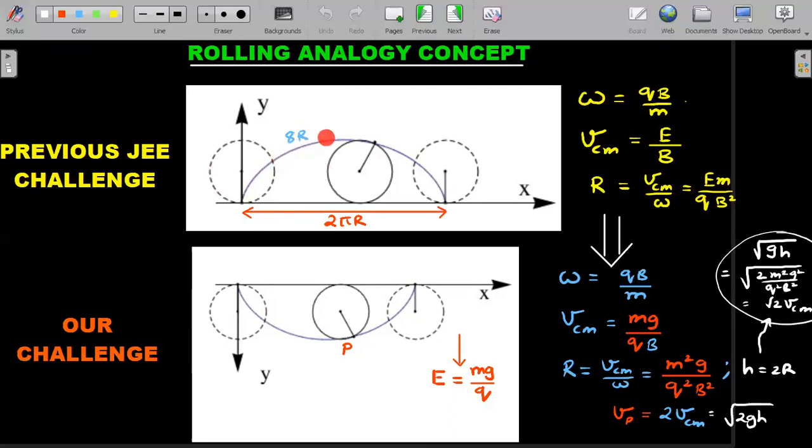As the disk rolls in the forward direction, the bottommost point traces this particular path, which by integration of mechanics, you will be able to sort out the similar looking equation as in the previous question, that is y is equal to y naught into 1 minus cos omega t kind of a function. It's not very difficult, it's just a standard result.